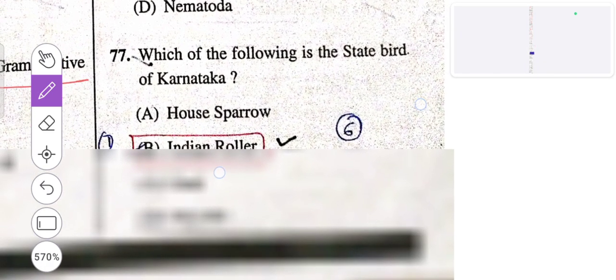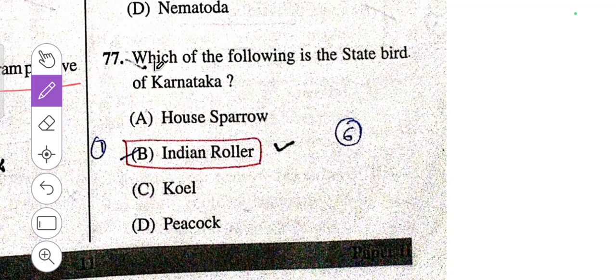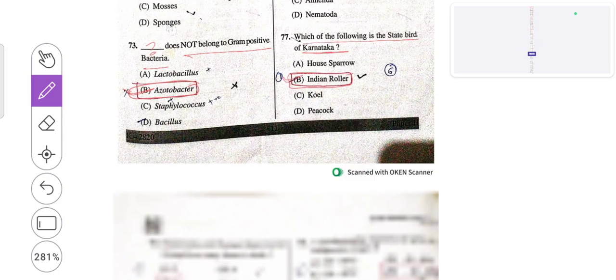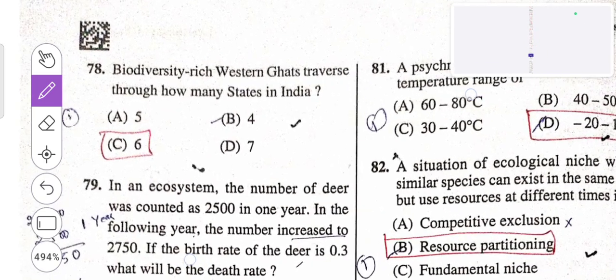Then 77. Which of the following is the state bird of Karnataka? Here the state bird of Karnataka is the Indian roller. It is the state bird of Karnataka. Then 78th one.